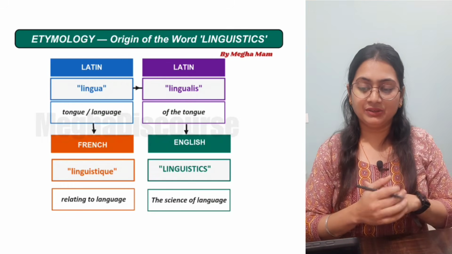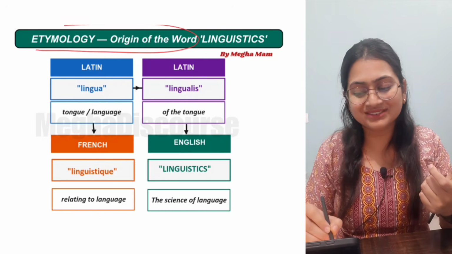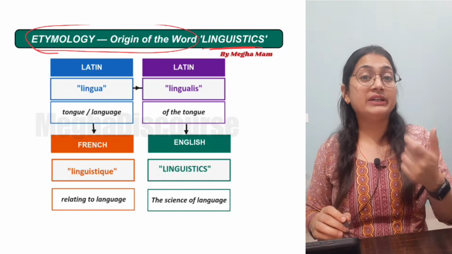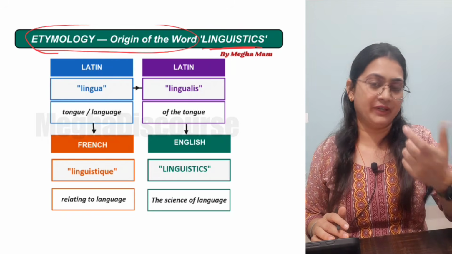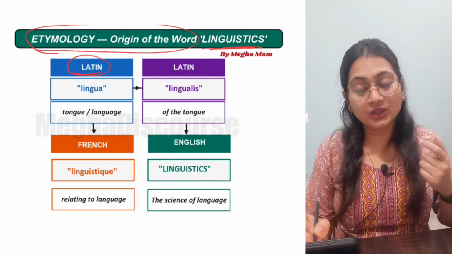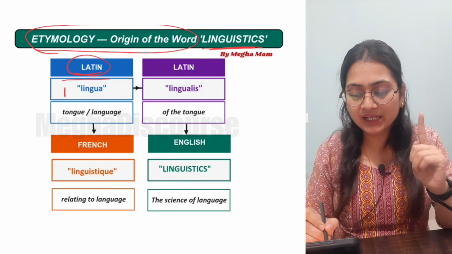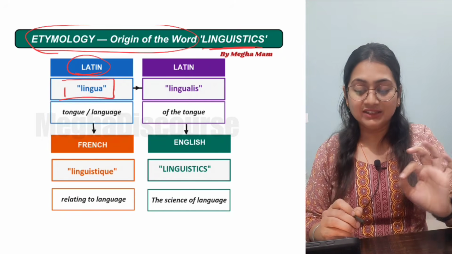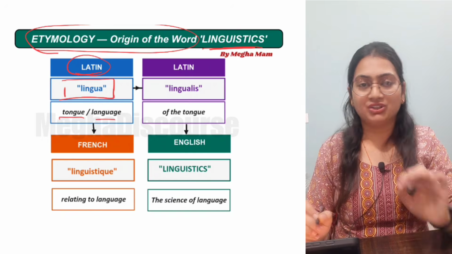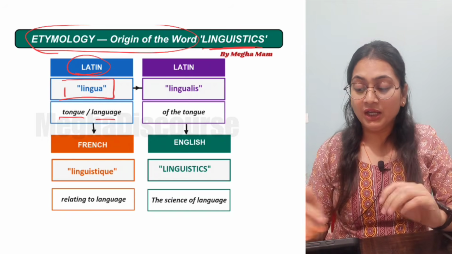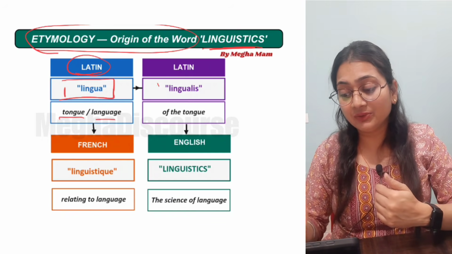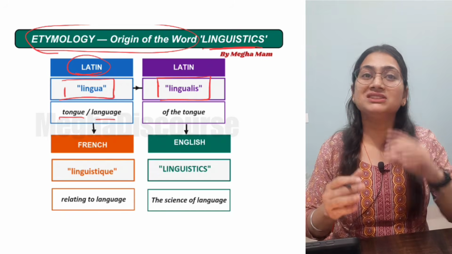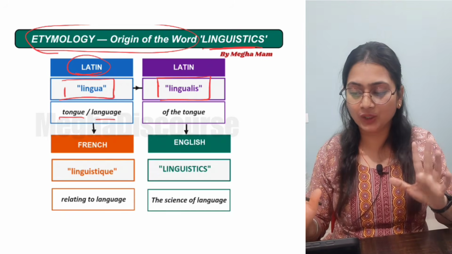Etymology of language. Etymology means the origin of a word. This is another PYQ you can understand. Now what is linguistics? From where does linguistics exactly originate? First, it is a Latin word. It comes from "lingua". This is the original word of linguistics. Lingua means tongue or language in general. Now it converts into a Latin word with a different meaning, that is "lingualis". Lingualis means of a tongue or of a language.